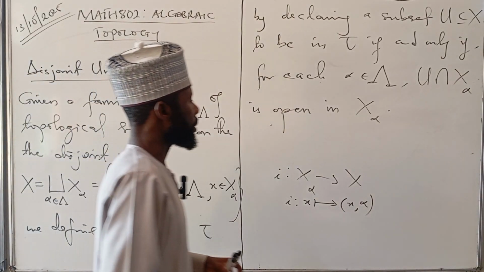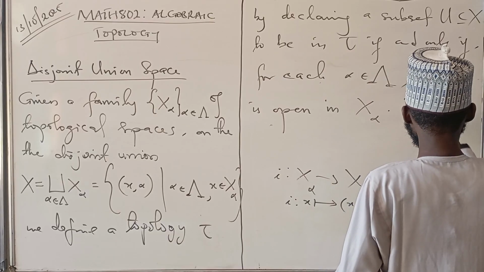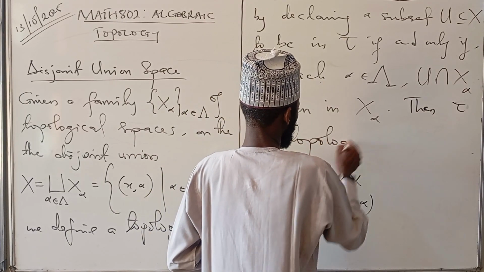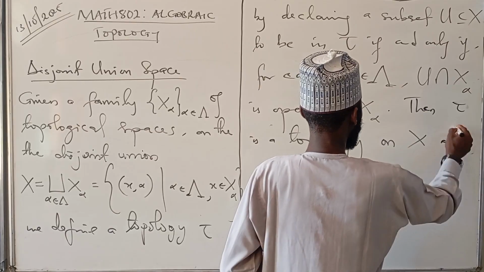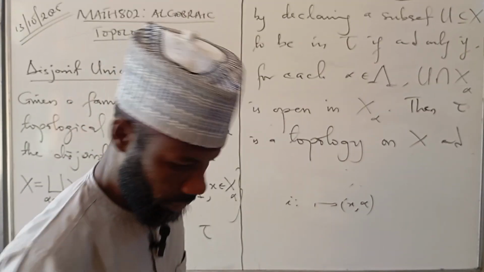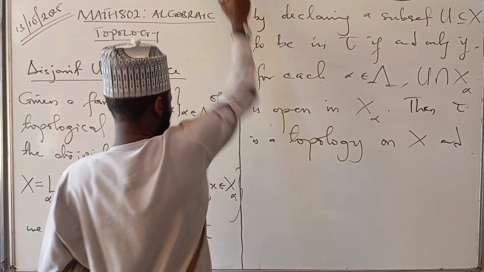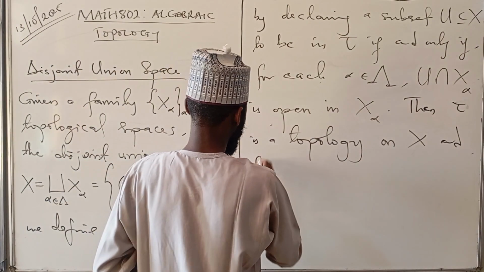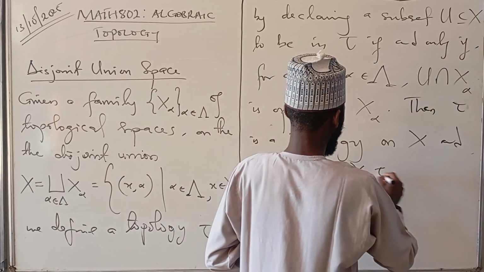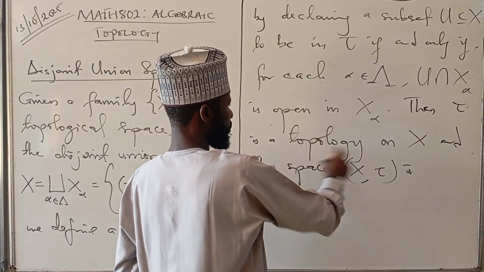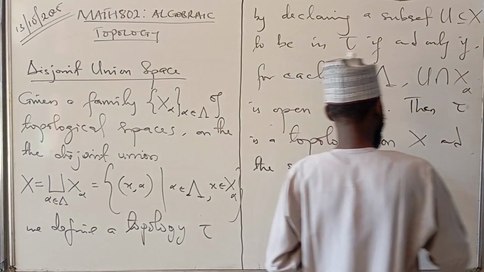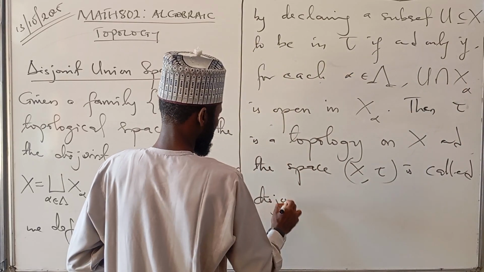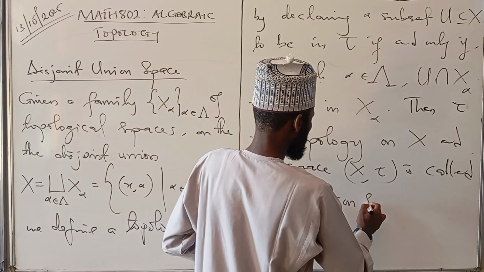And the space is called the disjoint union. So then U tau is a topology on X, and the space X tau is called, so it's a topology called the disjoint union topology, and then this space is called the disjoint union space.